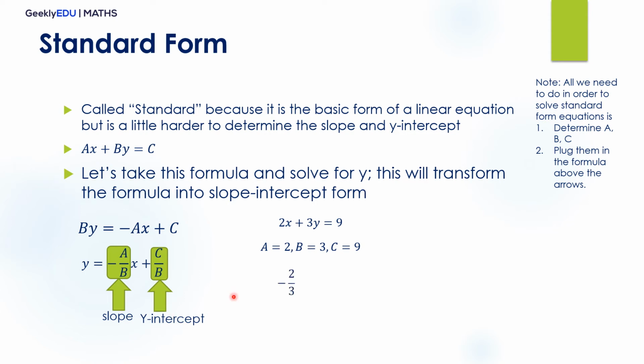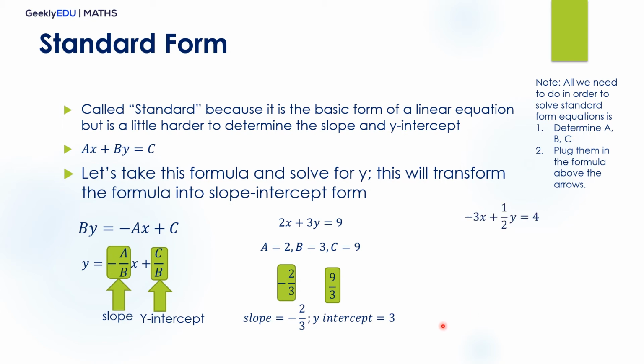Now, I take these three letters and I just plug them in here to get my slope and y-intercept. So, negative a over b is this, and c over b is this. So that means that my slope is negative 2/3 and my y-intercept is 3. So it's not as difficult as it looks. We do this every single time.